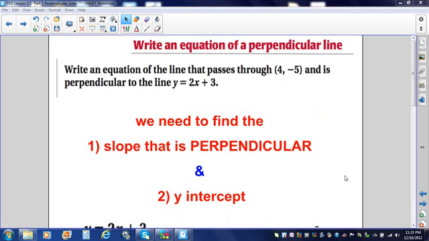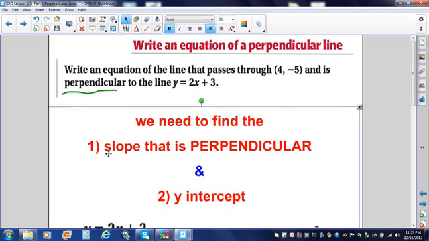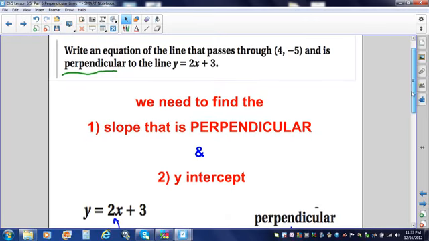Please write the equation on your paper, y equals 2x plus 3. Also write the ordered pair, 4, comma, negative 5. The directions today are different than the directions from our last podcast. We're asked to write an equation of a line that is perpendicular. So, step number 1, please write on your paper, we need to find the slope that is perpendicular.